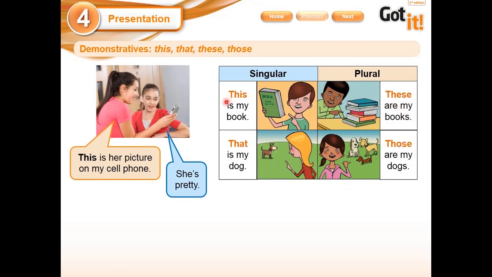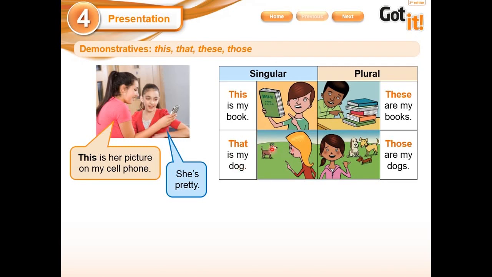Okay, so what is the difference? When we're talking about singular, of course, most of the time we are going to use is, and in plural, of course, are. But in that situation, the difference between this and that is the following example. Let's see, pay attention. This is my book. That is my dog.